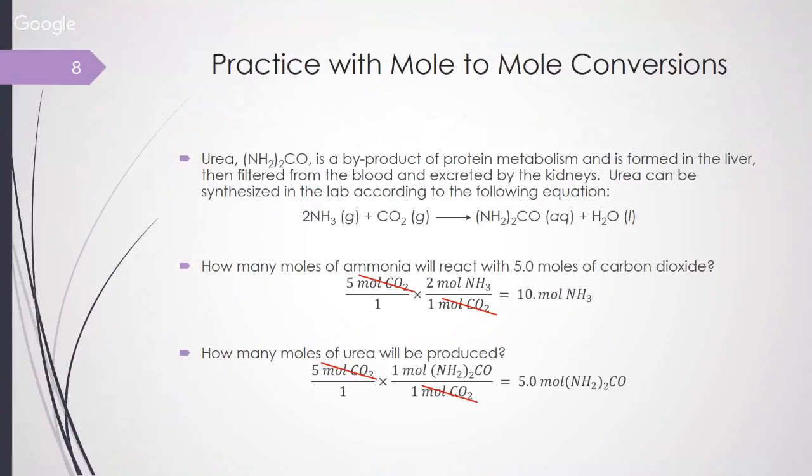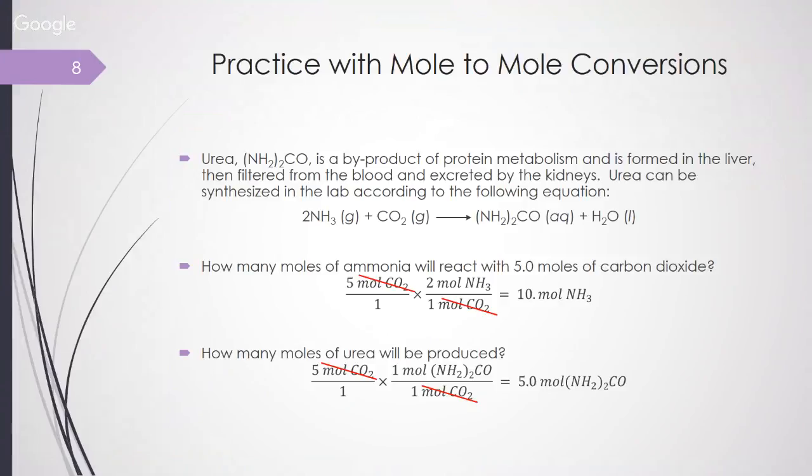So some actual practice here. Urea, which is NH2 in parentheses 2CO, is a byproduct of protein metabolism and is formed in the liver, then filtered from the blood and excreted by the kidneys. Urea can be synthesized in the lab according to the following equation. 2 moles of ammonia will react with 1 mole of carbon dioxide to produce 1 mole of urea and 1 mole of water. So how many moles of ammonia will react with 5.0 moles of carbon dioxide?